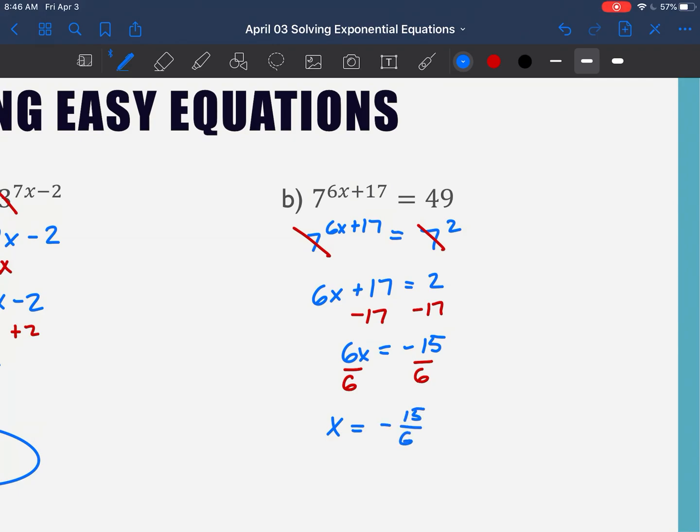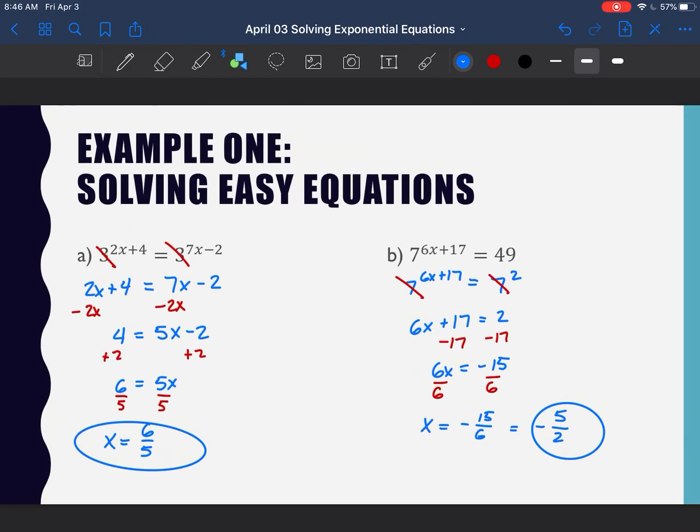And then make sure to simplify your fractions. So 3 divides into 15 and 6 evenly. So divide by 3 on the top, you get 5. Divide by 3 on the bottom, you get 2. And so there's your answer, negative 5 over 2. I think it's like negative 2.5 or something like that. All right, so that's an easy example. The first one already had the same bases. The second one had to change the 49, and then you can cancel.